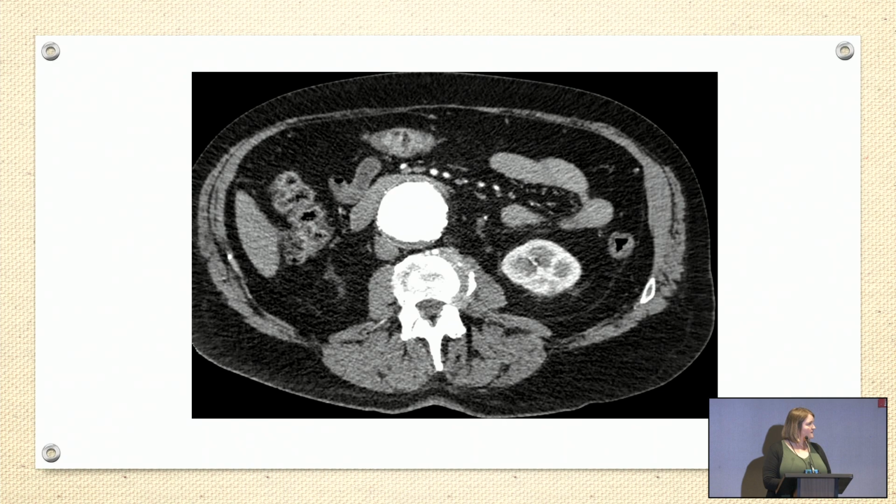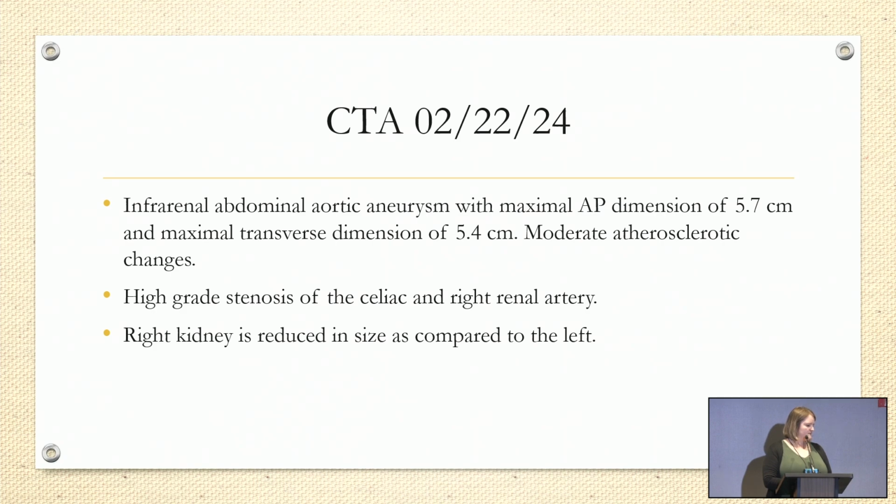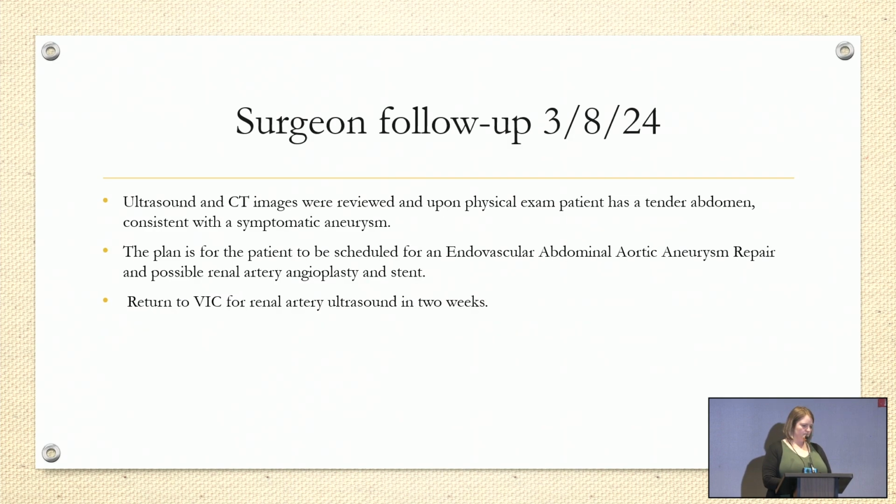And that's the infrarenal aorta. You can still see that left kidney lighting up there. So the CTA showed an infrarenal abdominal aortic aneurysm with a maximal AP dimension of 5.7 centimeters and a transverse dimension of 5.4 centimeters with moderate atherosclerotic changes. There was a high-grade stenosis of the celiac and the right renal artery, and the right kidney did remain reduced in size as compared to the left.